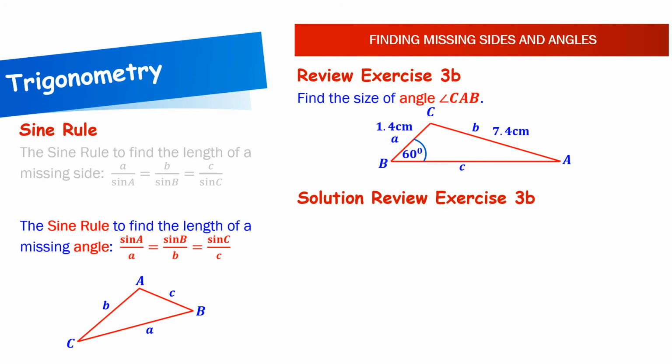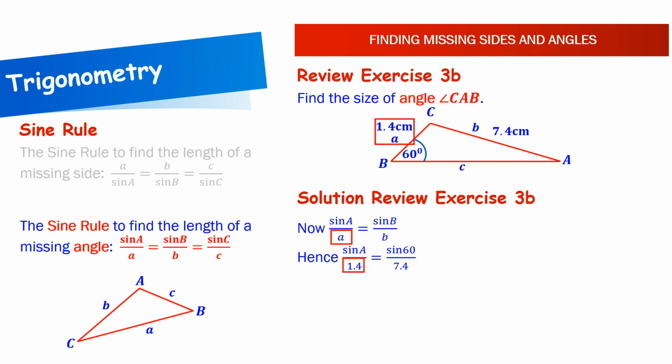Now, since we're required to find a missing angle, we will use the highlighted formula. So let's solve this. We're going to use sine A over a equals sine B over b and plug in the values that are given in our diagram.